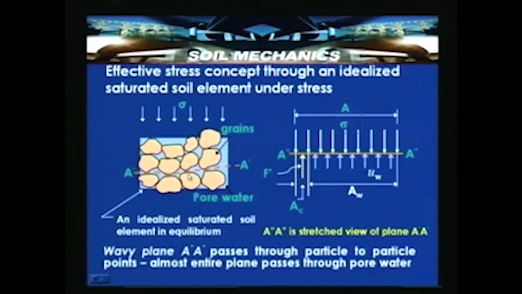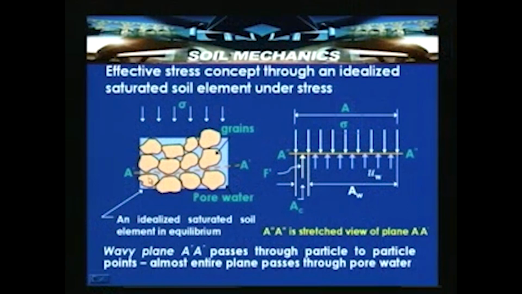and this A' A' plane can also pass through the pore water pressure. If you see at this particular place where the contact is very less, A' A' is passing through these contact points. This is the pore water and these are the grains, and sigma is the total stress applied to this. So, this is an idealized saturated soil element in equilibrium.